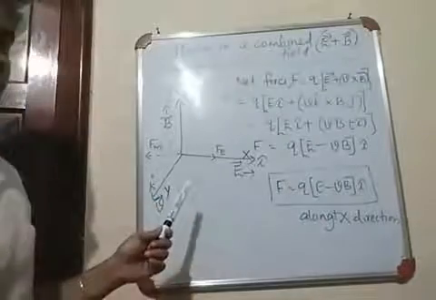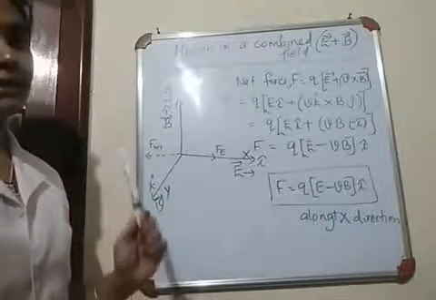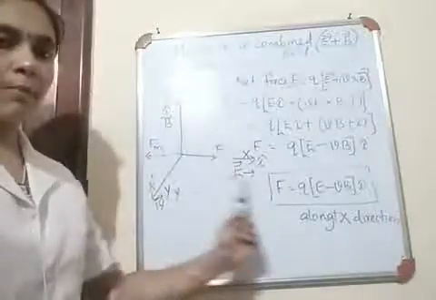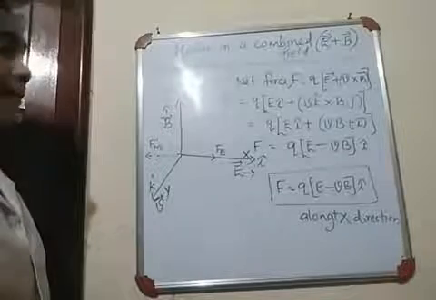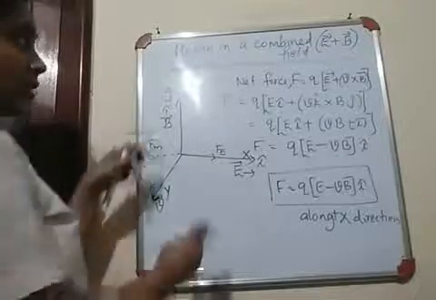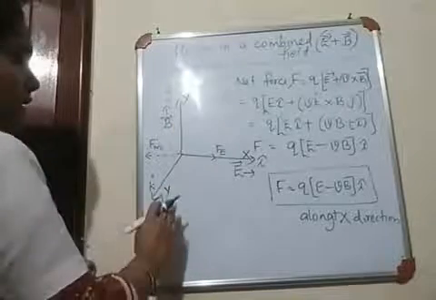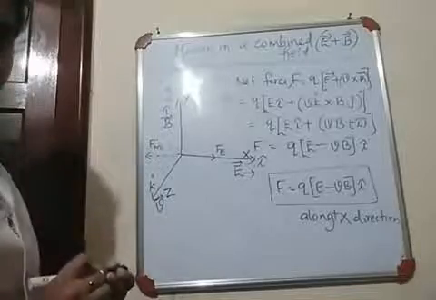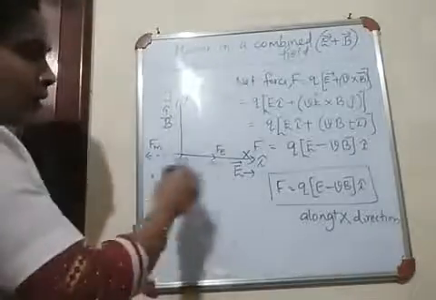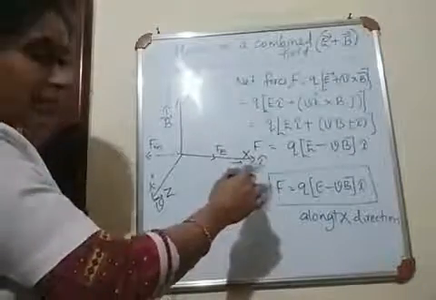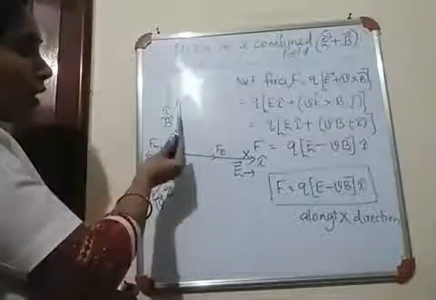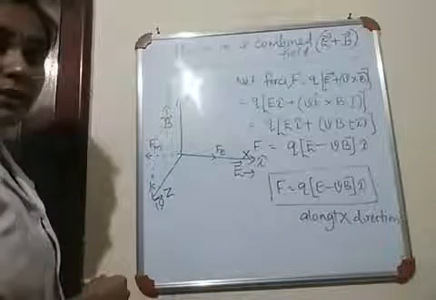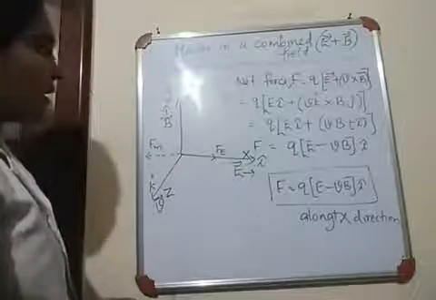So here I have represented the direction of the electric field, magnetic field and velocity of the particle. The electric field acts along positive x direction and the magnetic field acts along positive y direction. Sorry, this is y, positive y direction, and the velocity acts along z direction. Now the unit vector along x direction is i cap, along y direction is j cap, and along z direction is k cap. You are aware of all those things.